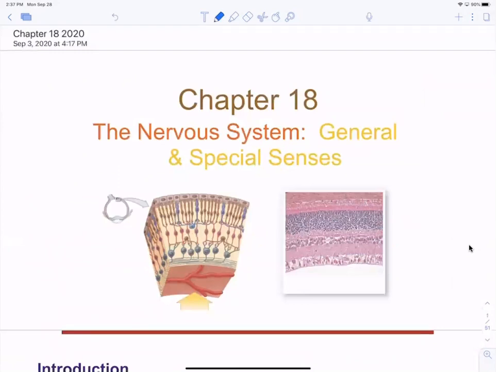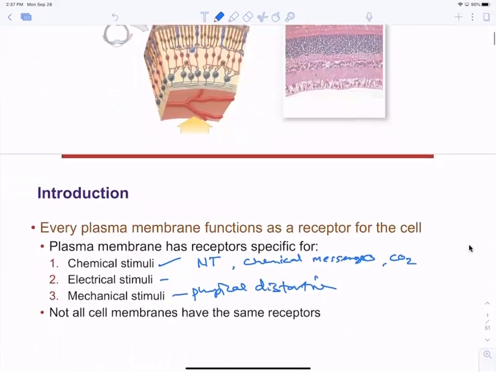So we're going to go over chapter 18, and this finishes up the nervous system. You might have noticed that we skipped a few chapters, and we're just covering 13, 14, 16, and 18. So this will finish up the nervous system for us.